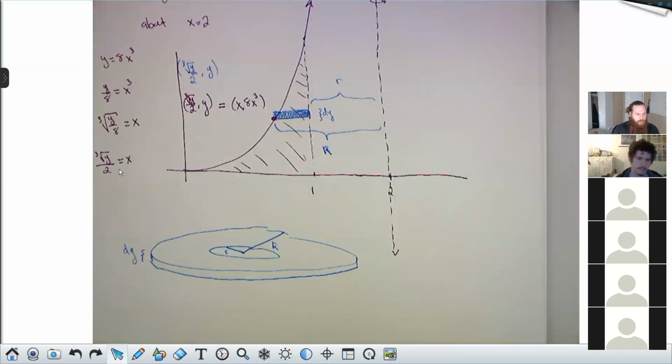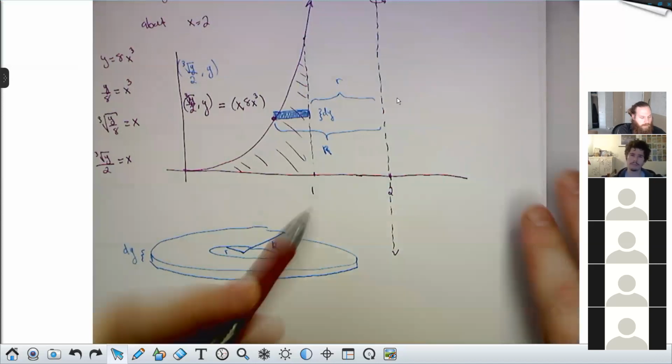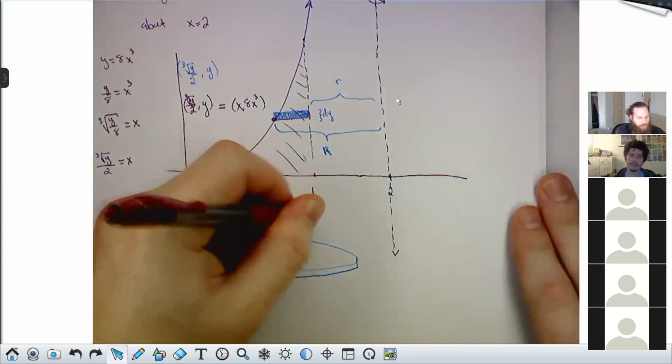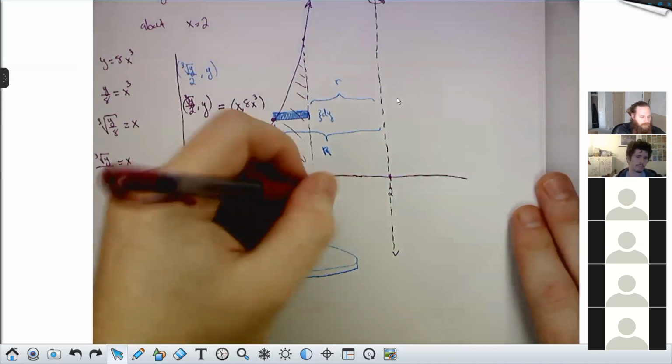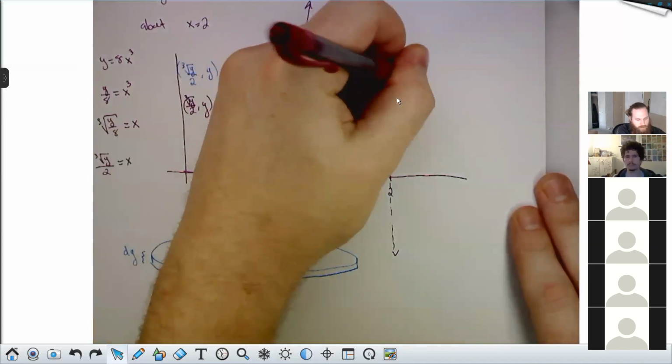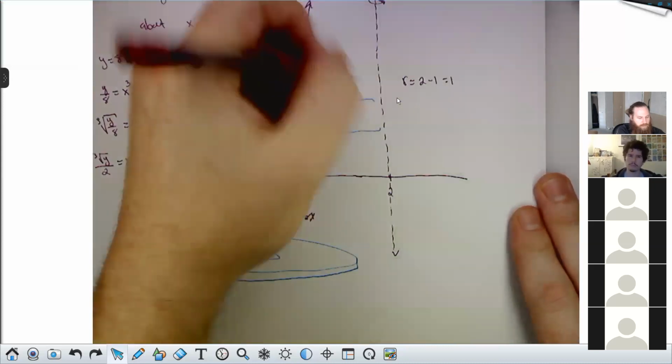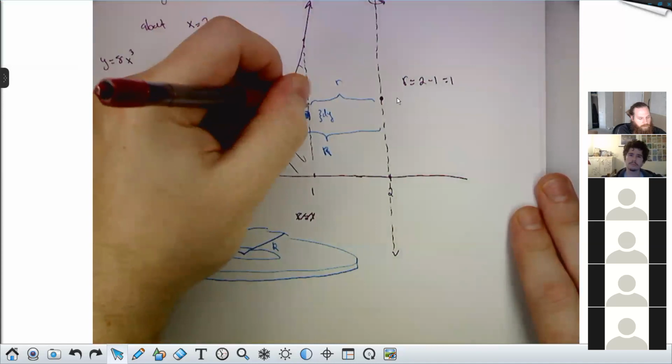So who can help me out with little r? Would little r just be like 2? It's not going to be 2, but it is constant. It's the distance from here to here. Now this is the vertical line x equals 1, and this is the vertical line x equals 2. So that horizontal distance there is just 1. Oh, okay, so it doesn't matter that it's a function of y. Yes, and the way we're getting that is as 2 minus 1, which is 1, because the x value here is 2, the x value here is 1.